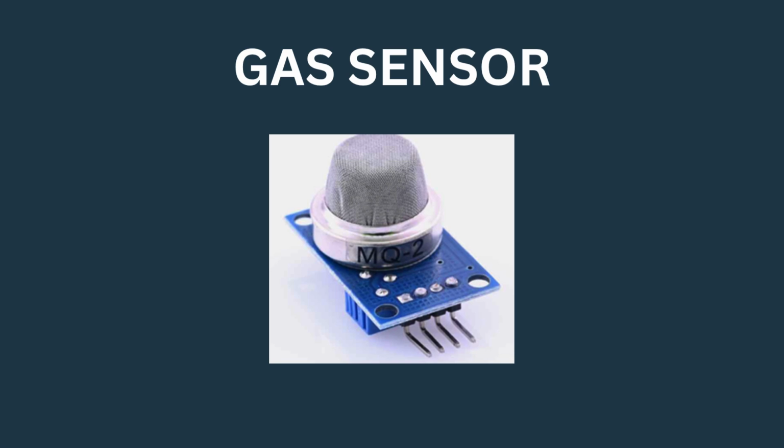Next one is the gas sensor, namely called the MQ2 sensor. It is used to detect leakage of gases like LPG, methane, or smoke. Inside it, a small heater forms a chemical sensor. When gas molecules touch the surface, the sensor's resistance changes. This change is read as a gas level. This gas sensor is used to detect leakage of gases and in air quality monitoring systems.